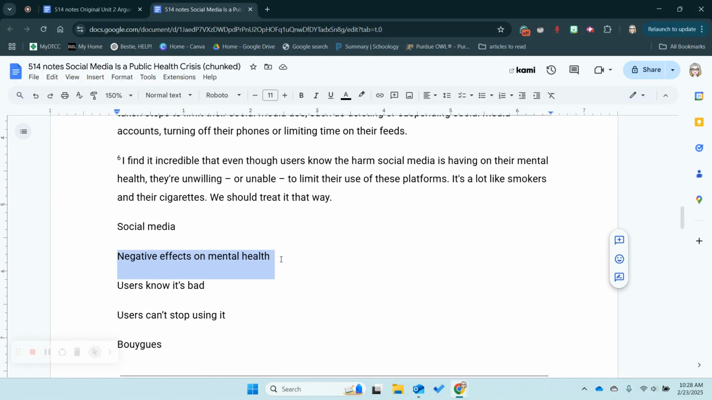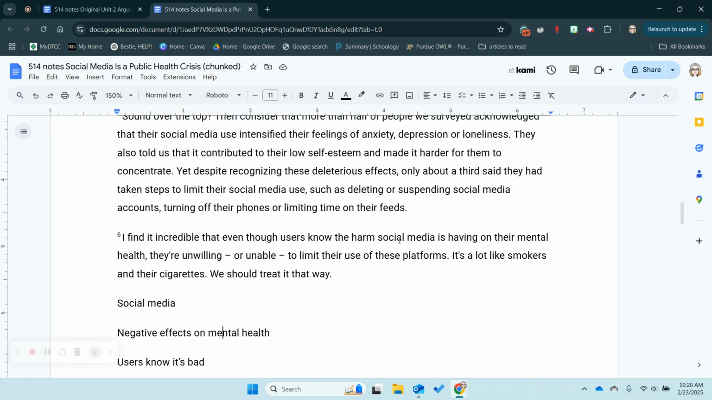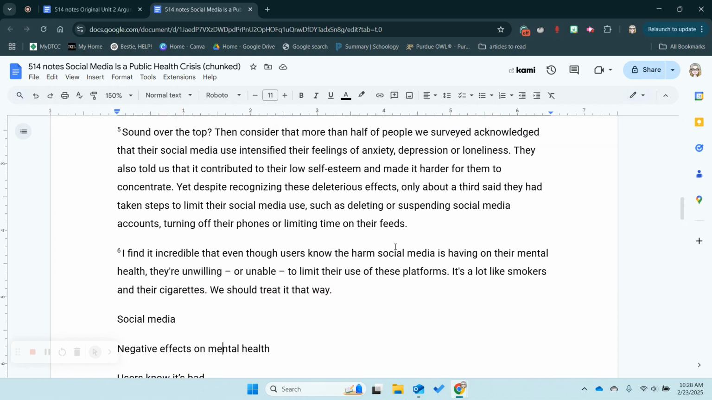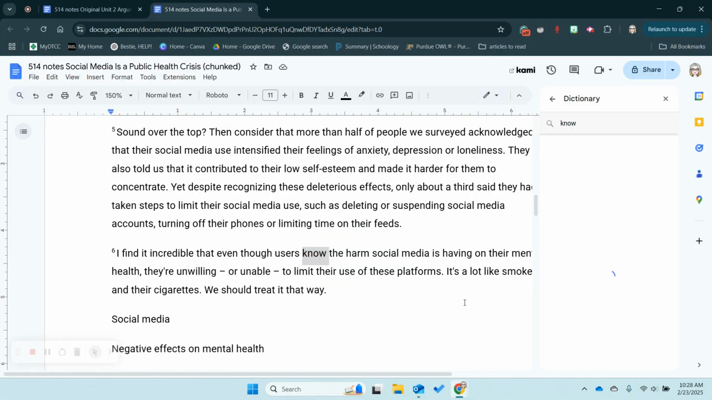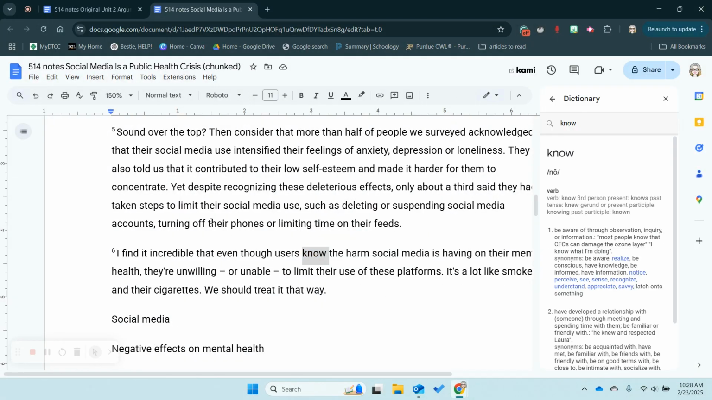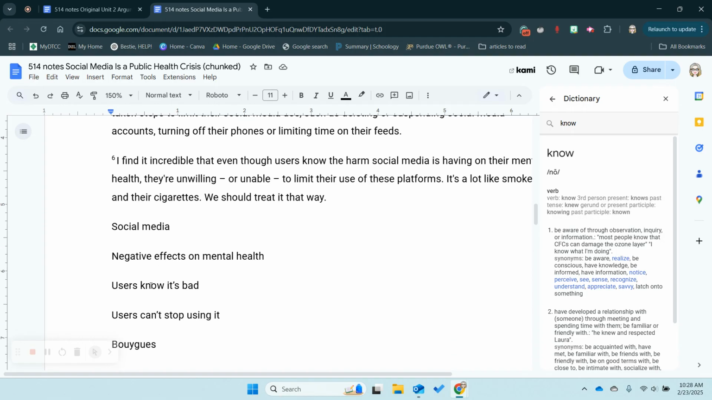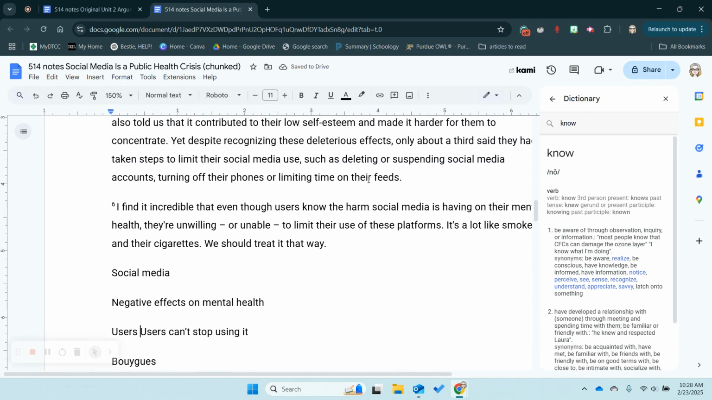Users know the negative effects on their mental health. So she says no. Let's see if we can find another word for that. Are aware of. Okay, are aware of. We could probably use that. Realize. Understand is another good one. Okay, so users. They're unwilling or unable.